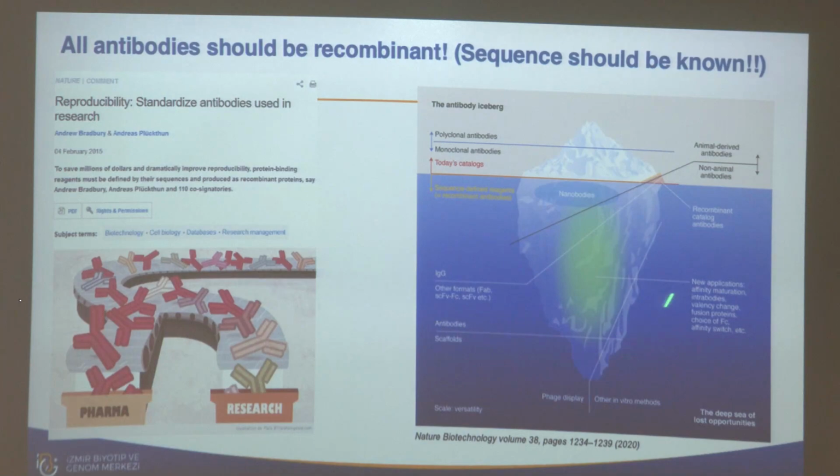And they are under the iceberg right now because they are not heavily used in the research area, but they are coming through, hopefully. And there are some other scaffolds, like antibody fragments. And there is also a deep sea of lost opportunities. So today we use polyclonal and monoclonal antibodies, but they are not that useful. We need to go deeper and unravel this part of the iceberg for sure.